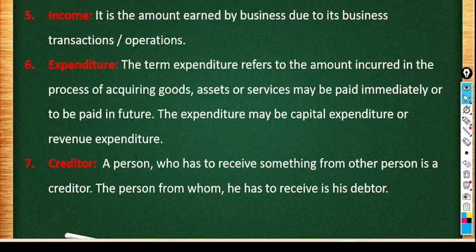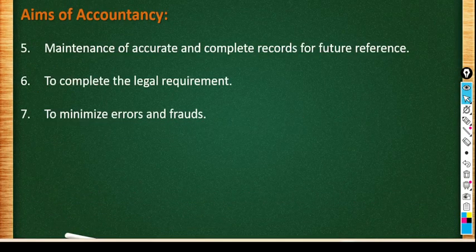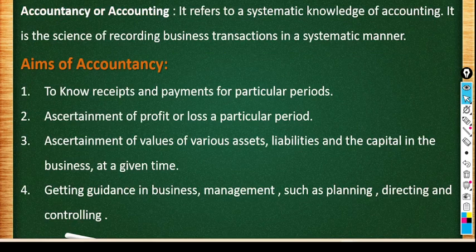So let us understand what is accountancy. It refers to systematic knowledge of accounting, and it is a science of recording business transactions, the day-to-day transactions. Recording the transactions is called accountancy. It is one of the subjects by which we can record business transactions. What a transaction is, we will discuss next.